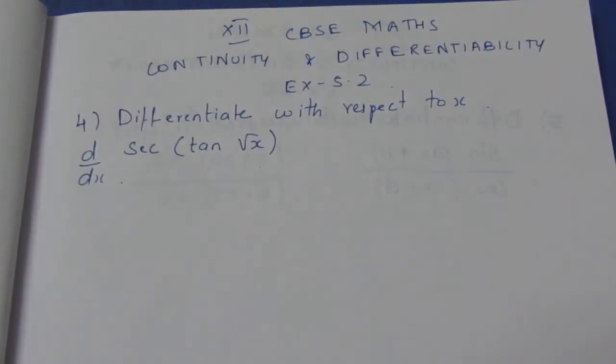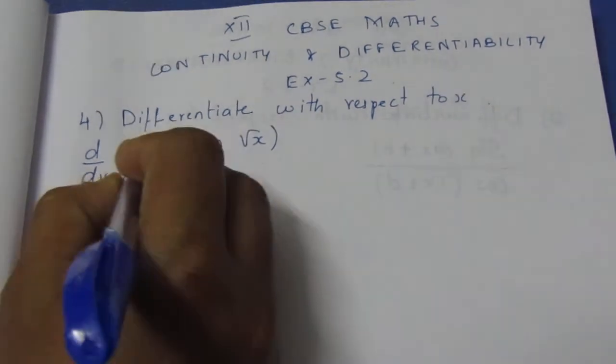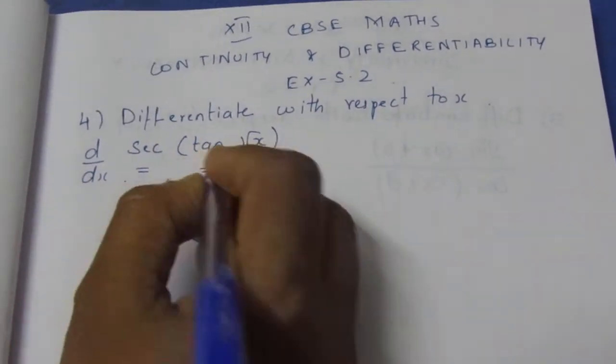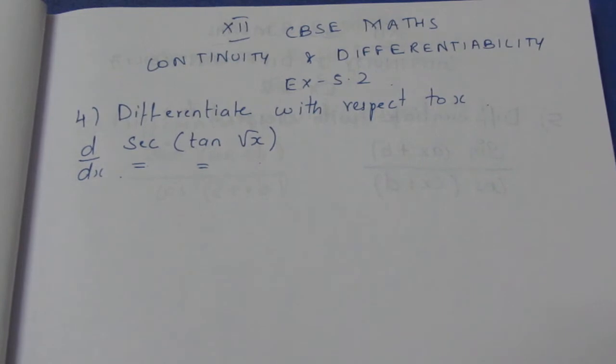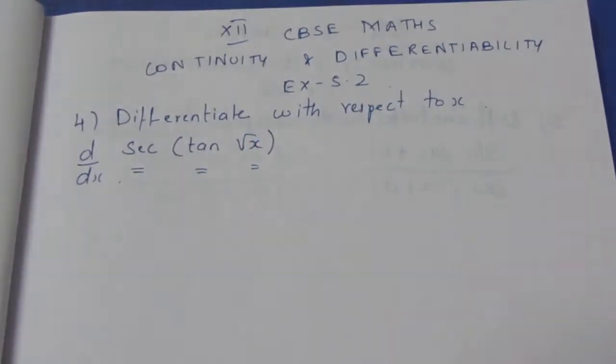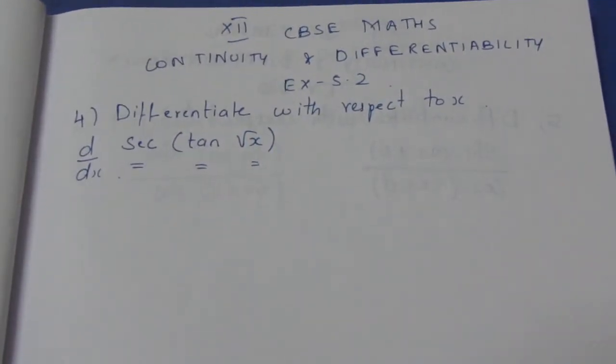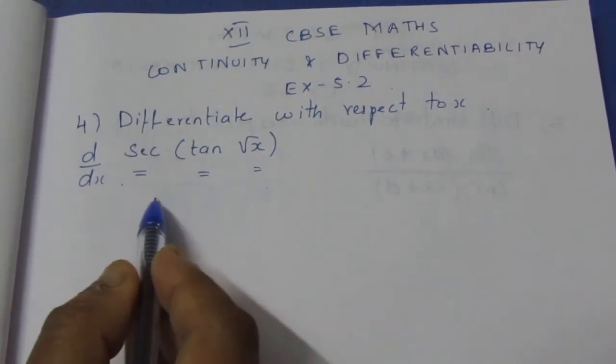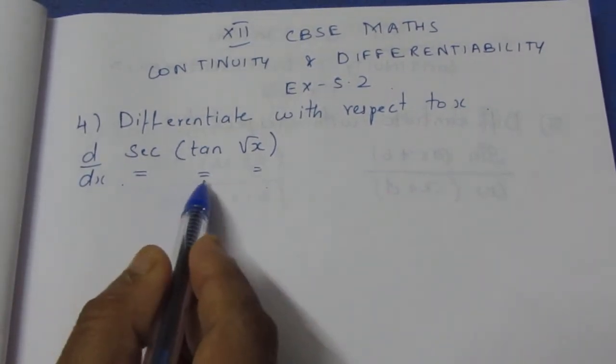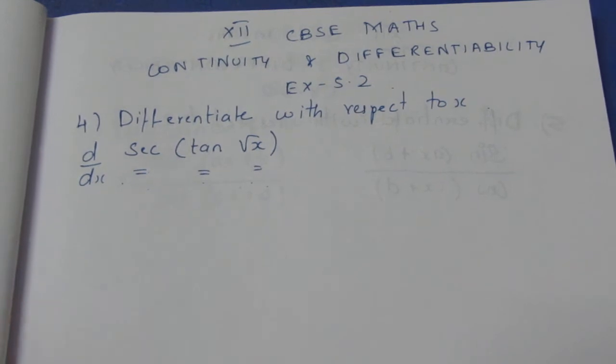So I am taking d by dx. If you see, there are three functions. One is a trigonometric function, the other one is also a trigonometric function, and the next one is the algebraic function, that is root x. For such a composition of functions, it is called the chain rule. We need to differentiate each and every function.